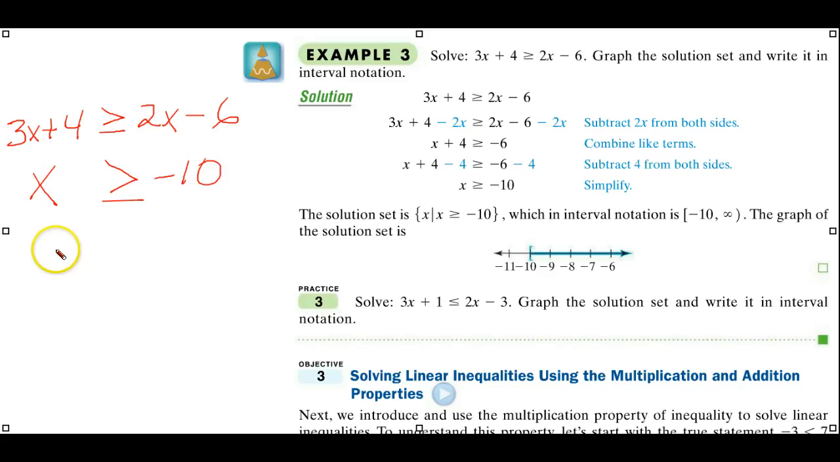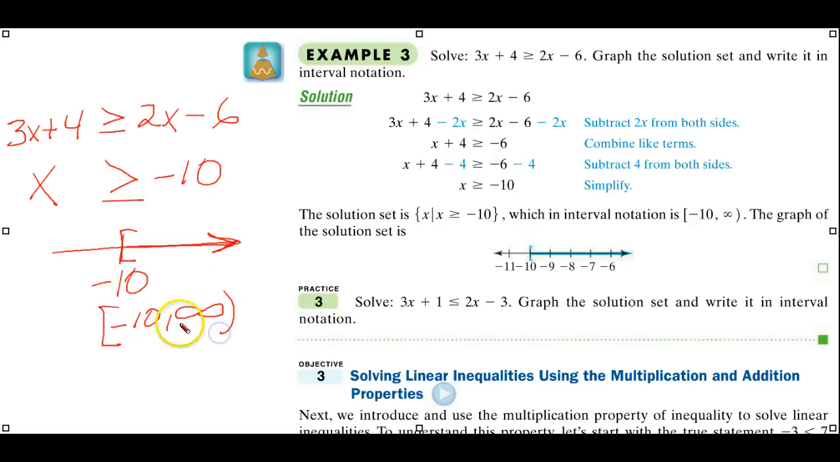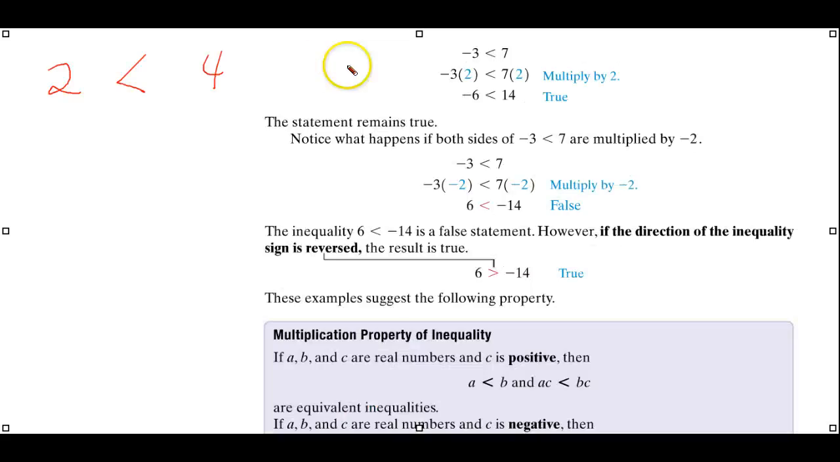To graph it, negative 10, and we're going to use a bracket here. I said negative 10, I put a 3, but negative 10, a bracket, notice the direction of the arrow, and then interval notation, bracket, negative 10, comma, infinity always has a parenthesis. So with adding something or subtracting something from both sides, there's no problem there.